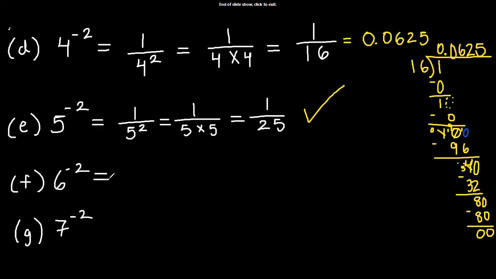Yes, sir. Are you writing this down? Okay, so we have 6 to the power of -2. What we're gonna do is we're gonna flip it. We're gonna flip it and we're gonna say 1/6 to the power of 2. And then we're gonna equal 1/6 times 1/6, and that equals 1/36. Very good.